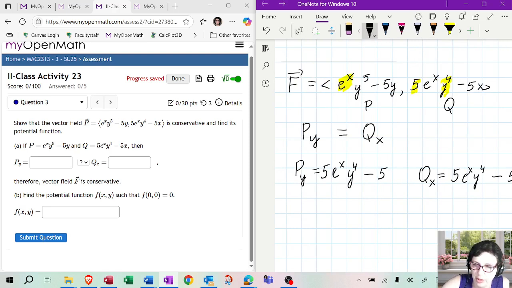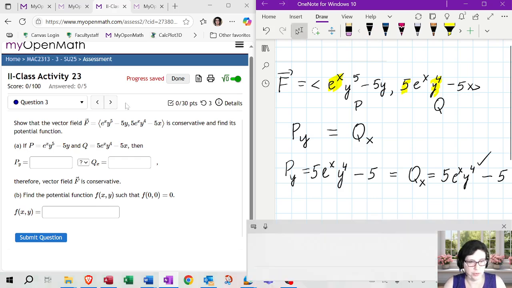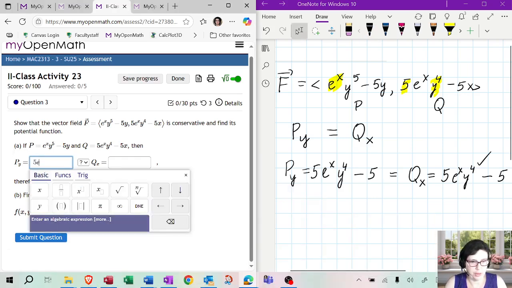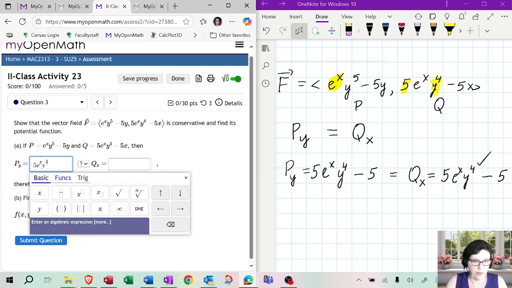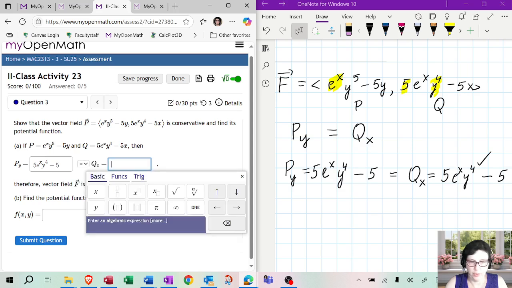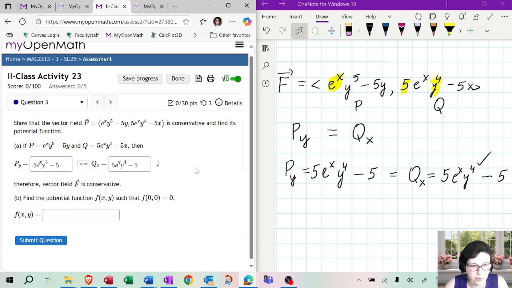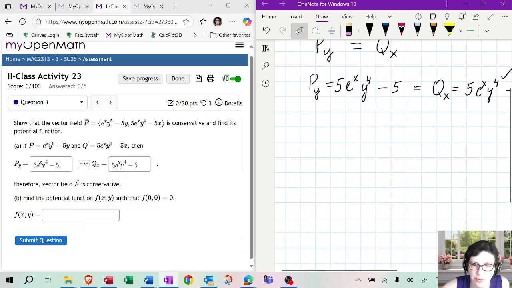So when we look at these two, they are the same. And that means check, it's conservative. So let's just type that here. And we made sure that, yes, it's equal. Well, I could have just copy pasted. Okay, well, it's okay. So the next thing is to find the potential.